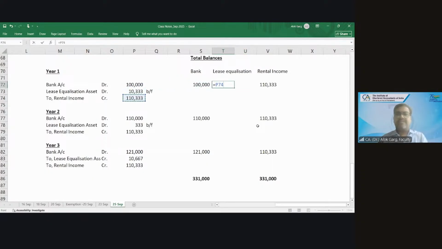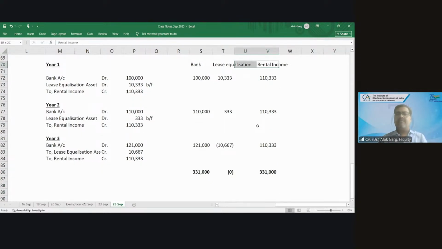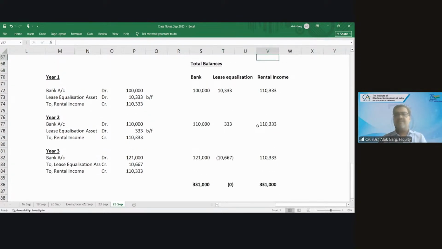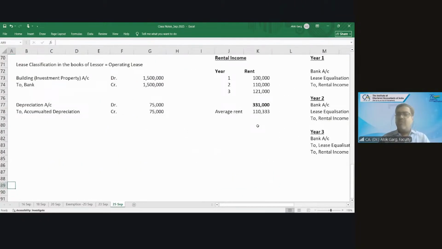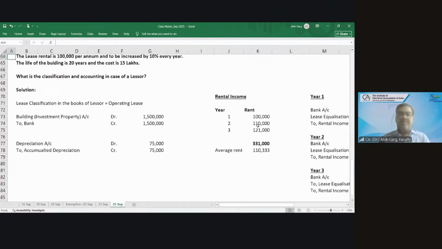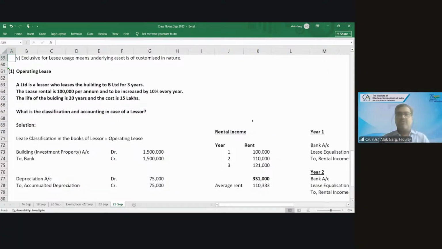This is asset positive, and then there is a negative. Right. This is what the balances are there every year in the total balances. I hope each and every one of you have understood this operating lease accounting. Yes or no? Please tell me. Yes, understood. Yes, sir.